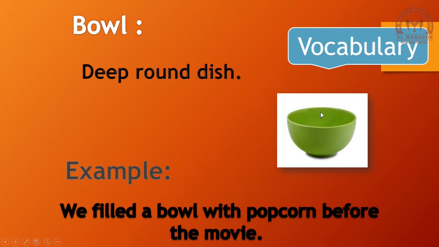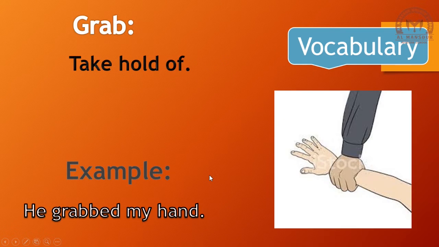Bowl is a deep round dish. Okay, so a bowl is curved like this, so it could contain soup or any kind of liquid. Okay, we put maybe corn flakes in it or something. Example: we filled a bowl with popcorn before the movie.